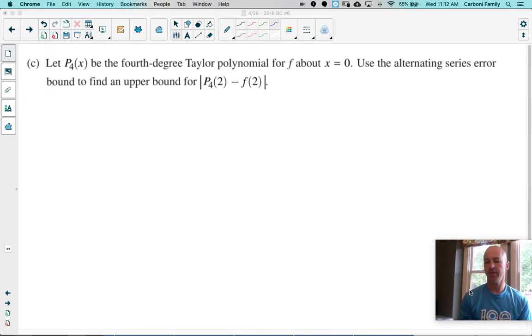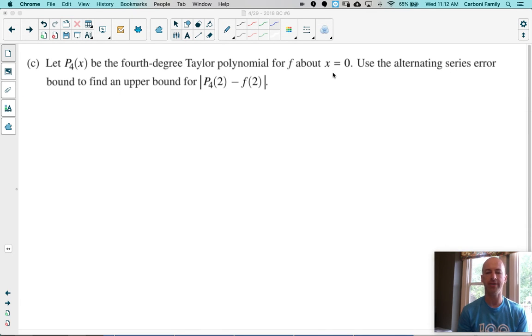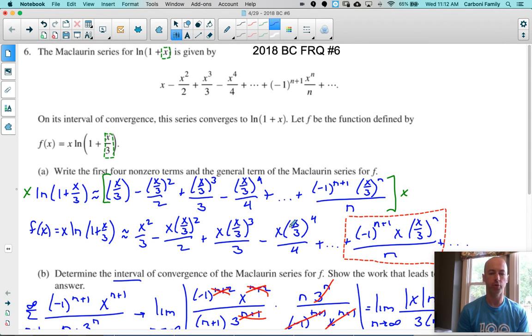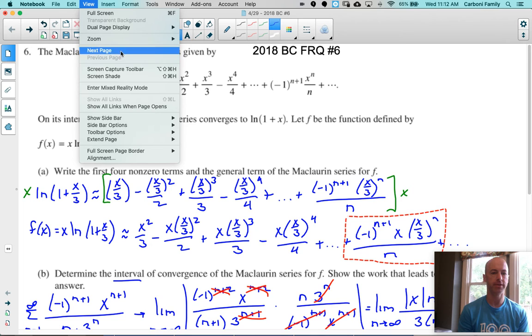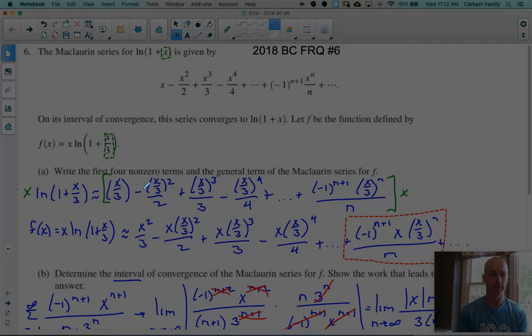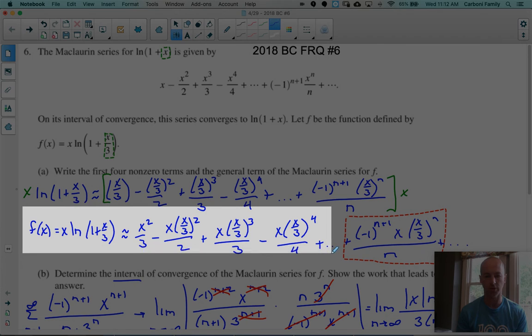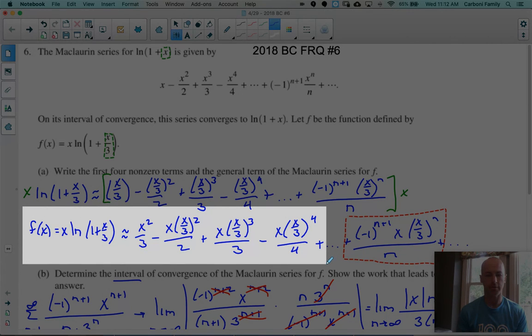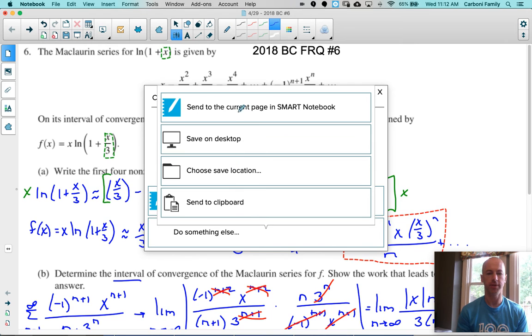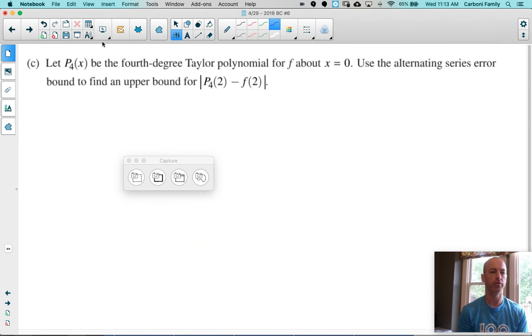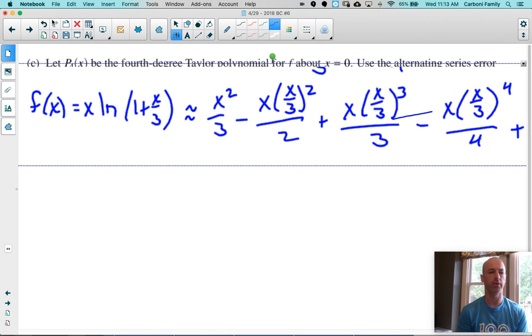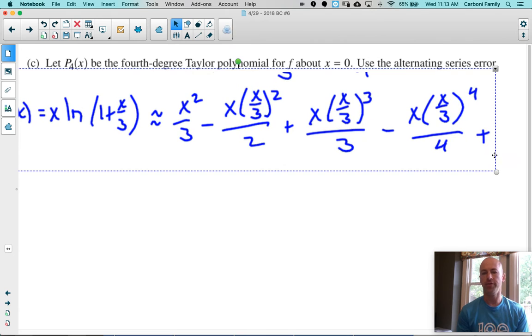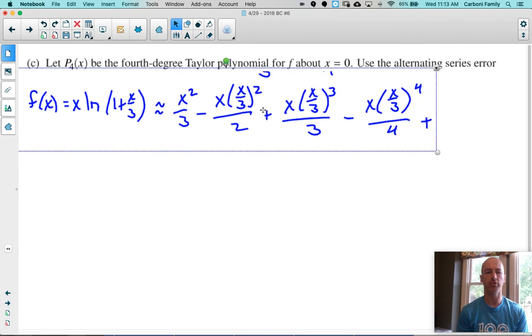So we have the 4th degree Taylor polynomial for f about 0, which would be these first 4 terms right here. I'm going to grab f of x, just the first 4 terms. Let's copy that over and paste. Okay, so there is my 4th degree Taylor polynomial.